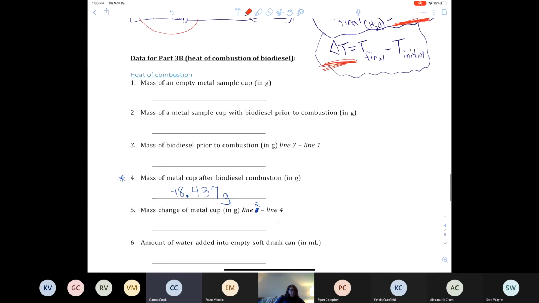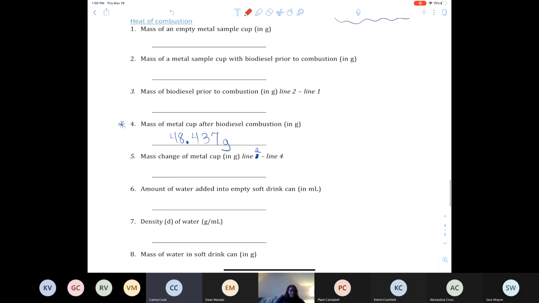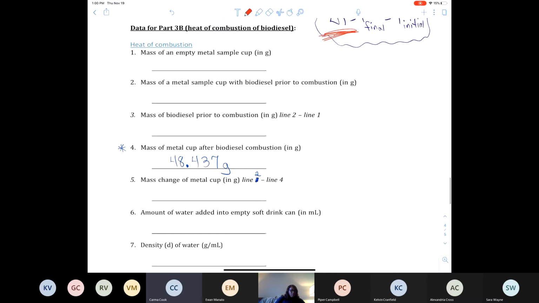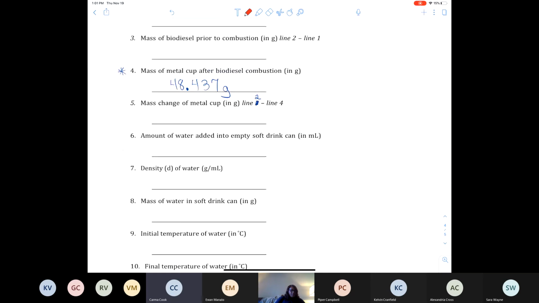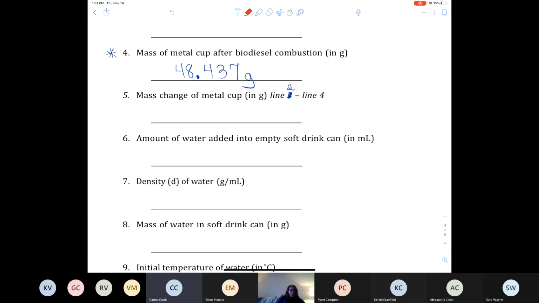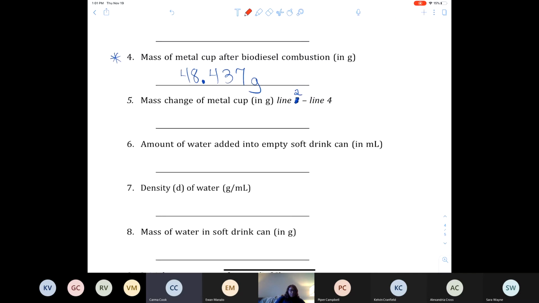And so you'll be given some pictures in which you will determine the mass of the empty metal cup and then the mass of the metal cup with the biodiesel prior to combustion. And then to find out how much biodiesel in grams we're using, you subtract line 2 minus line 1. And then after the combustion is over, I forgot to take a picture of that balance with that information, but I did write it down. So you need to write down this information, 48.437 grams.